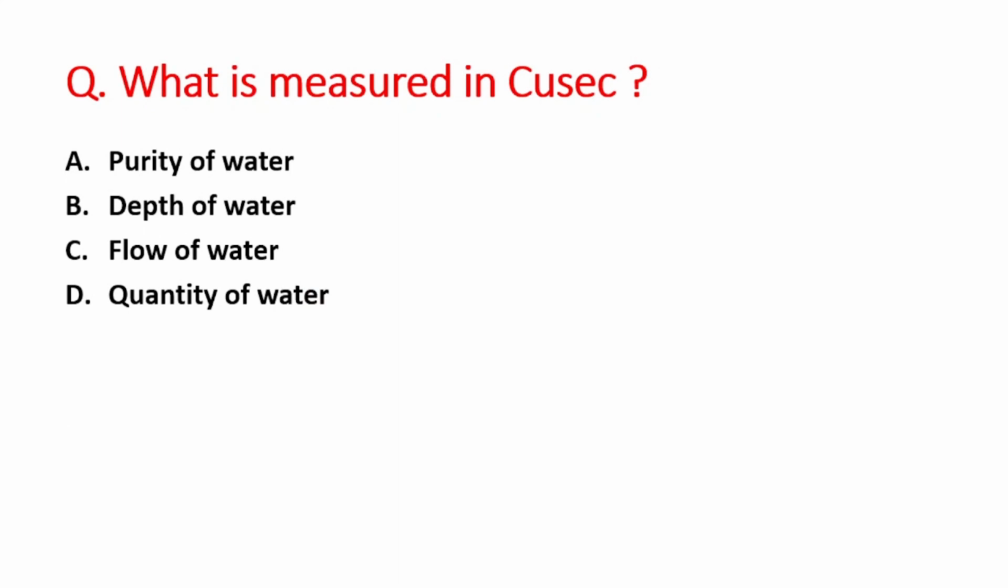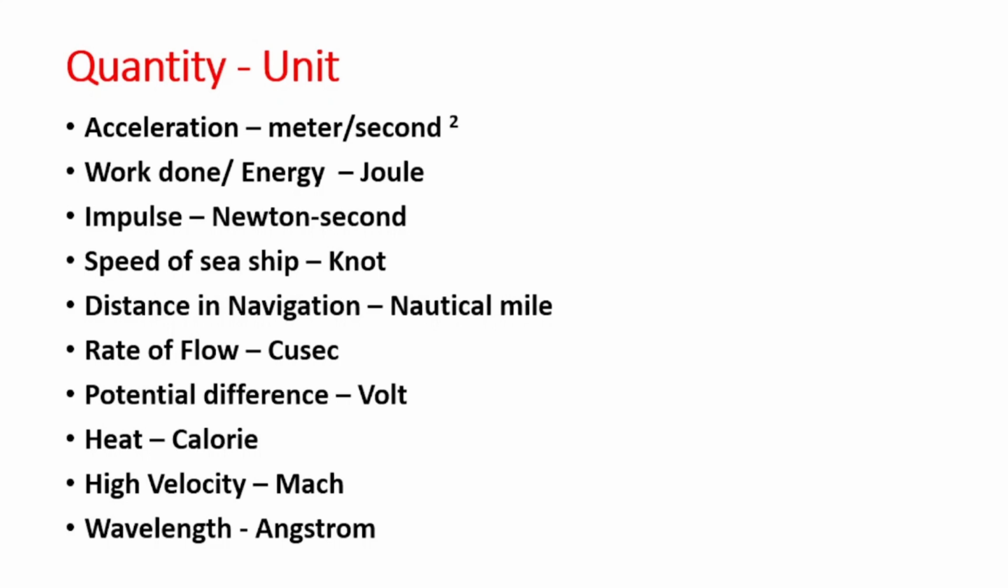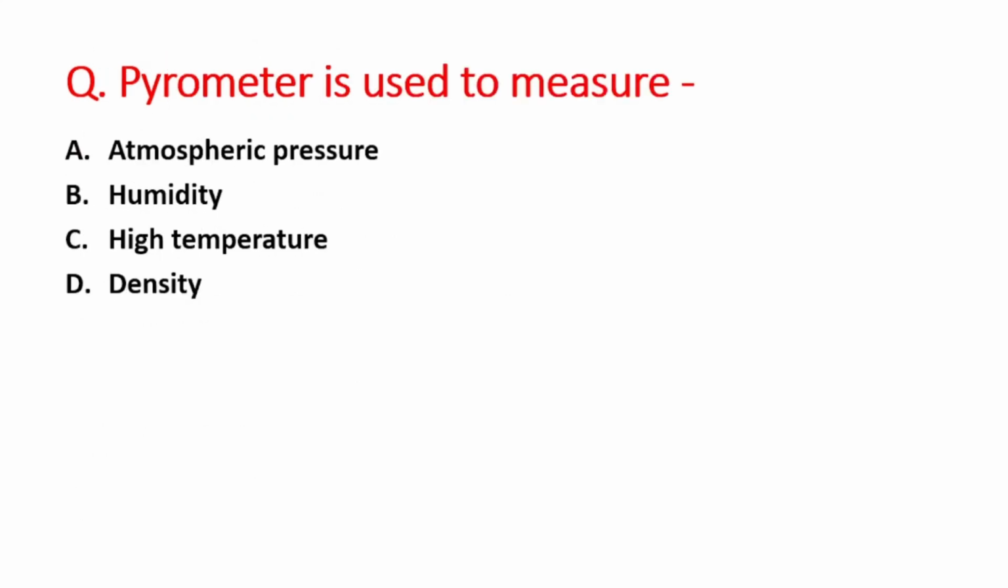Okay. Question: what is measured in Cusec? A option is purity of water, B is depth of water, C option is flow of water, and D option is quantity of water. So Cusec is the unit to measure the flow of water. That is option C is the right answer. Guys, here I mentioned some of the quantities and their units, so you can pause the video and read all this. Okay, let me move further.